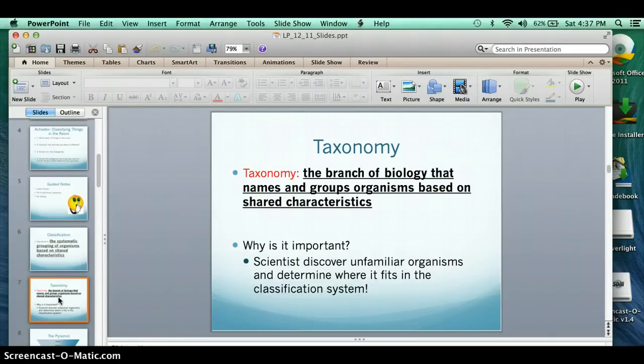So one thing that's really important for this is when scientists discover unfamiliar organisms, they need a system to place that organism in. So they'll use this classification system to figure out, okay, what kind of species could this organism be? Does it fit with a current species, or is it something new? I mean, the whole reason we have different species is from taxonomy, putting together organisms that are so similar to each other or so different from each other that we could call them the same species or not.